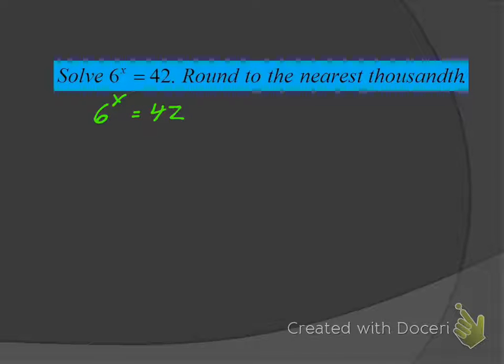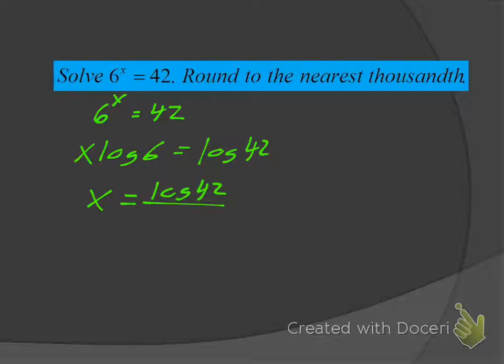All right, so take a log of both sides. Brings the exponent down. Okay, so x log 6. Can you reduce? No, I was going to get to that. Log 42. So x equals log 42 over log of 6. Okay.